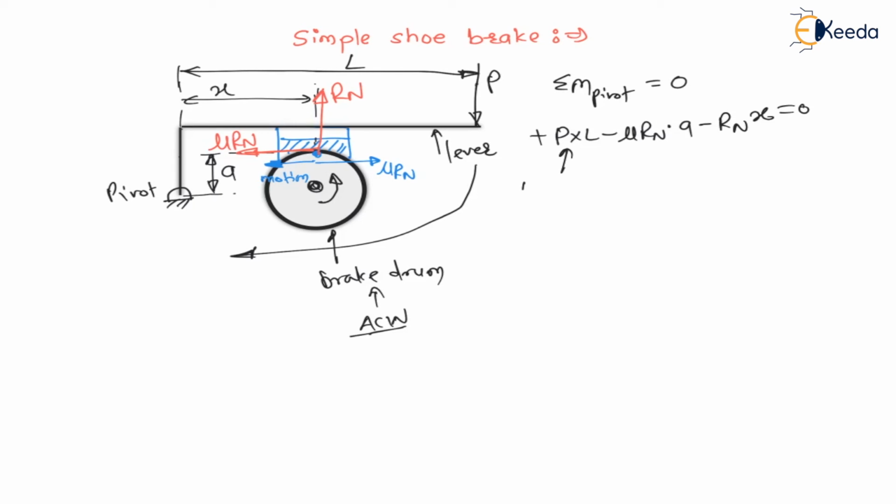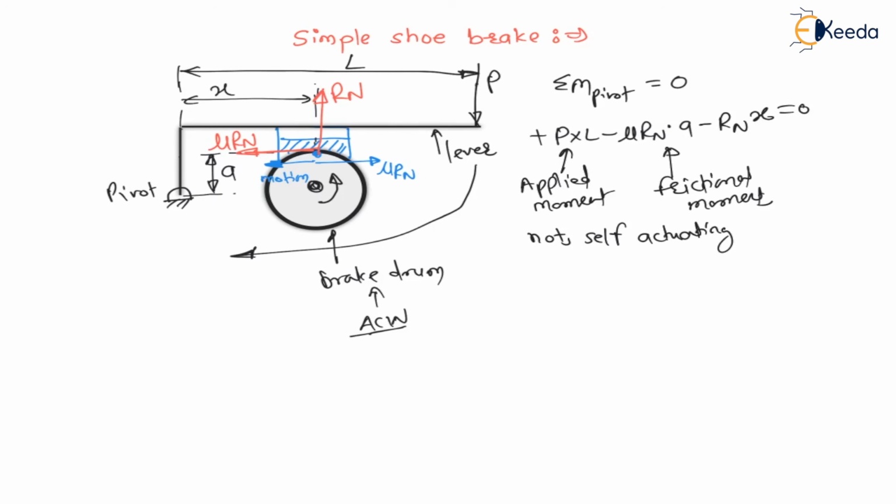Therefore, PL is the applied moment, right? And mu Rn a is the frictional moment. Now can I say the frictional moment is acting in the opposite direction to the applied moment? Therefore it is not self actuating, also called not self energizing, right? Whenever the frictional moment is not supporting the applied moment, then it is called not self actuating or not self energizing.